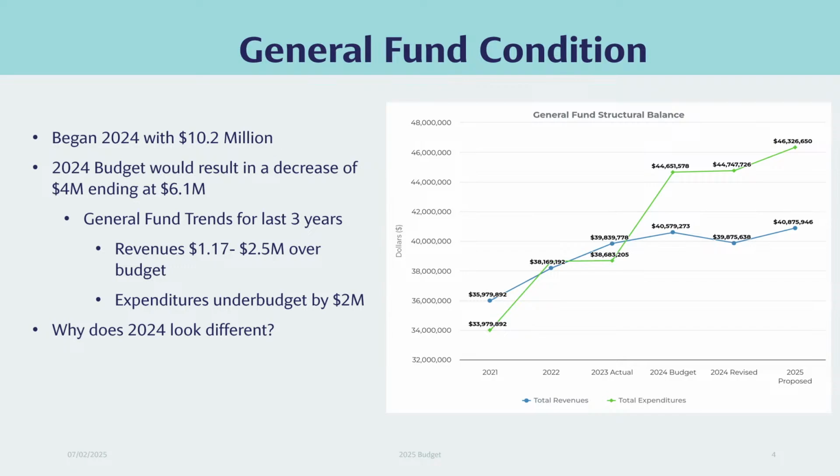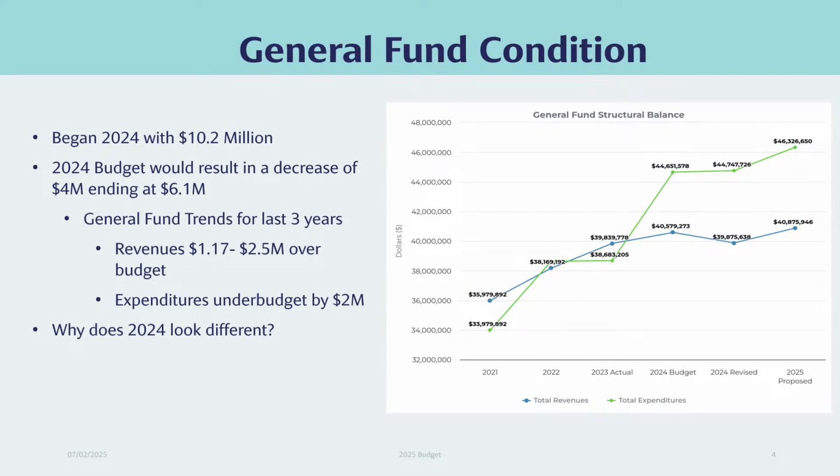So the next thing I want to talk about is the general fund condition. We began 2024 with $10.2 million in the general fund. And normally, to skip ahead. Okay, so in the 2024 budget, if we were to collect revenue and spend expenditures like we are budgeted, we would end 24 with $6.1 million.